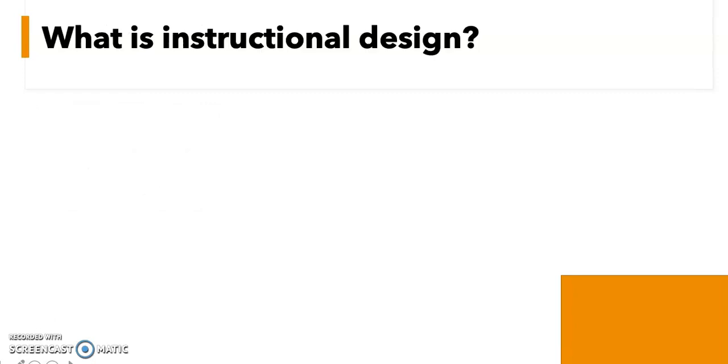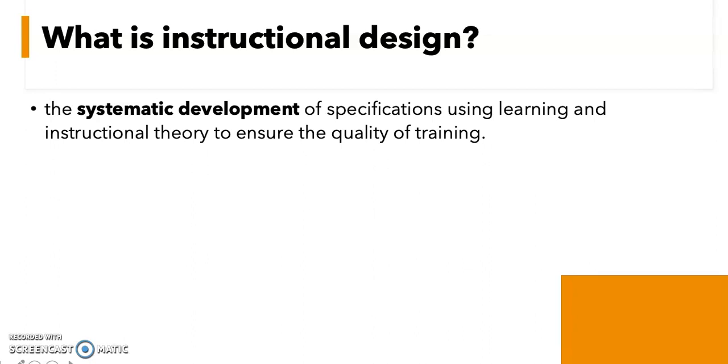So what is instructional design? Instructional design, in essence, is the systematic development of specifications using learning and instructional theory to ensure the quality of training or the quality of learning. There are two important things that I'd like to emphasize in this definition. First is that it is a systematic process, which means that from the time of conceptualizing the idea of the intervention until the time that you are already evaluating if the intervention is effective, there are specific procedures to be done, and we will be discussing these procedures one by one later on.